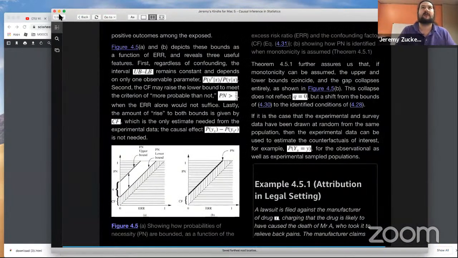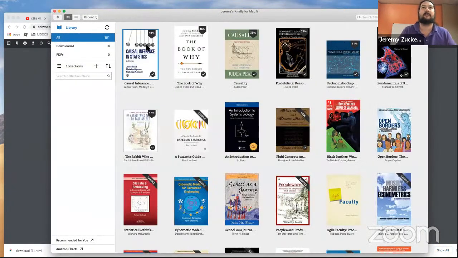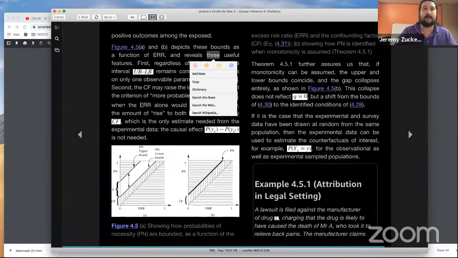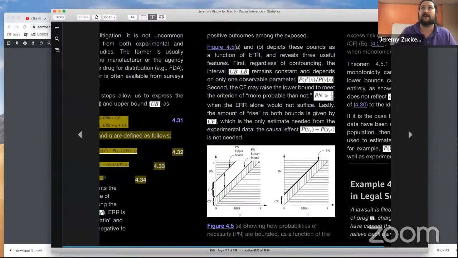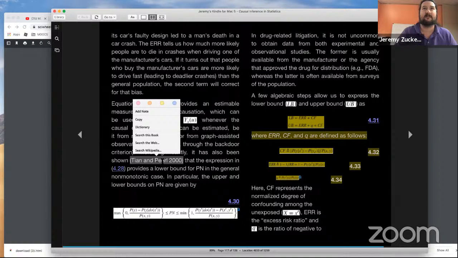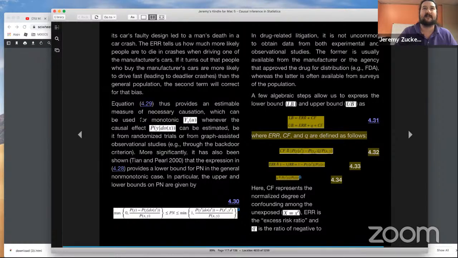So let's see. Actually, go back to here. He talks about where he proves it in this paper. He says it's been shown that the expression provides a lower bound, and they're given by this. It just says Tian and Pearl 2000. So maybe that's in Causality, or maybe it's not. Unclear.